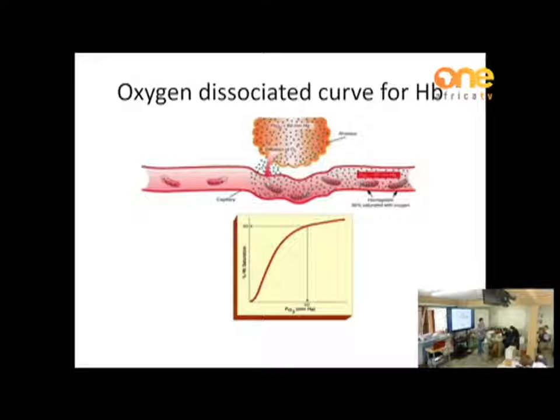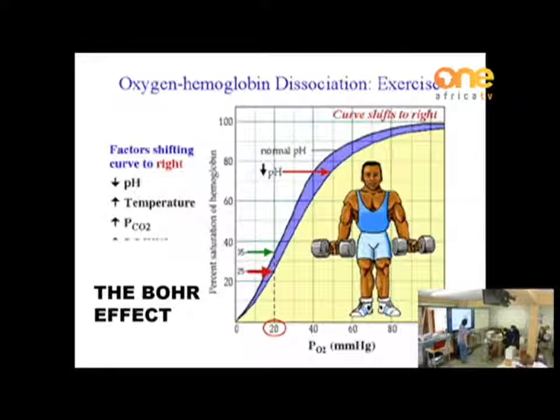So what do we now see? At the same pressure of oxygen, if the pH is 7.2, lower, then the saturation is lower. Lower pH means more carbon dioxide. What is the saturation? How much did we say?